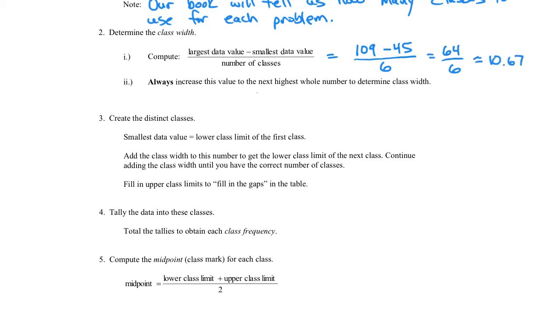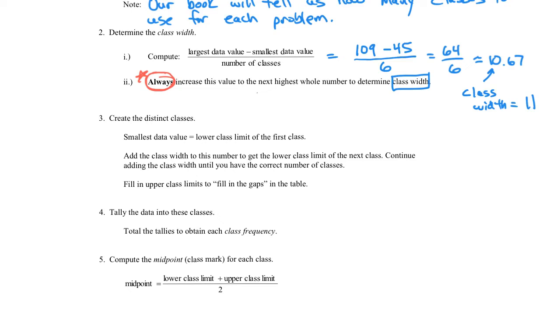Okay, so we've got this number. Then part 2. This is important. I'm going to use red. What does red mean again? Danger. Danger. Below star, always. Always increase this value. What value? This value right here. Always increase this value to the next highest whole number. Okay, so I'm looking at this. Increase this value to the next highest whole number, and that will give us my class width. So that means that class width equals 11.